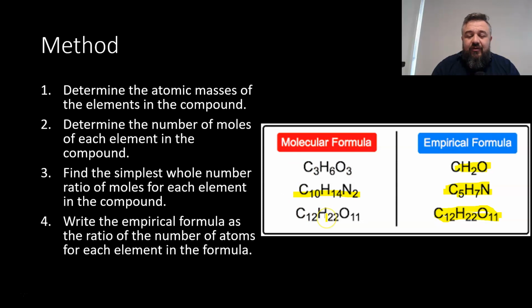You then write the empirical formula as the ratio that they'd form, right? So it wouldn't be 3 to 6 to 3, it would be 1 to 2 to 1. You write those, and then you put that in the chemical formula as you're going, and we call that an empirical formula.